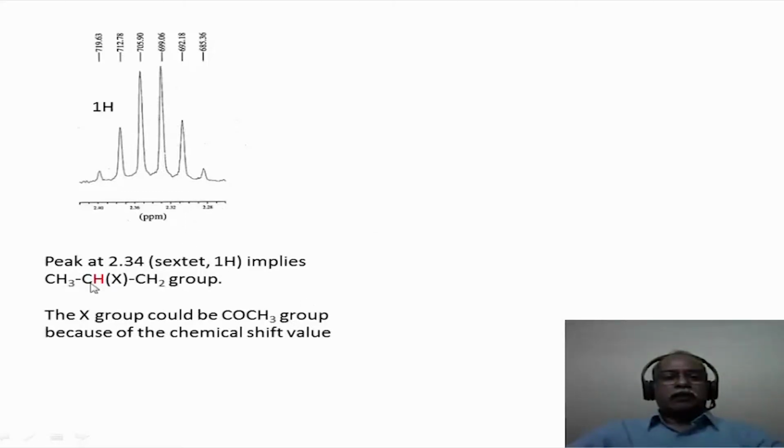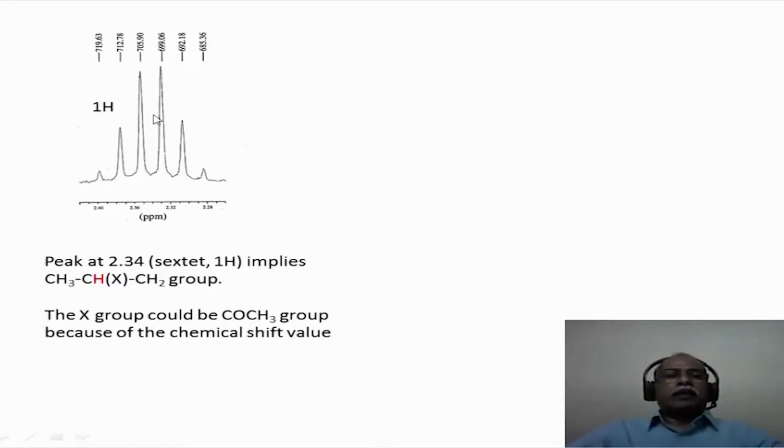It simply implies there are 5 hydrogens adjacent to this CH group, and CH is attached to an X. The reason we say CH is attached to an X is because the chemical shift is around 2.3. So X could be the acetyl group. When acetyl is attached to the CH group, that would correspond to somewhere around 2.3, 2.4 in that region. Now this CH, indicated in red, is surrounded by a CH3 and a CH2 group. There are totally 5 hydrogens on the adjacent carbons, and hence a sextet is obtained for this signal.